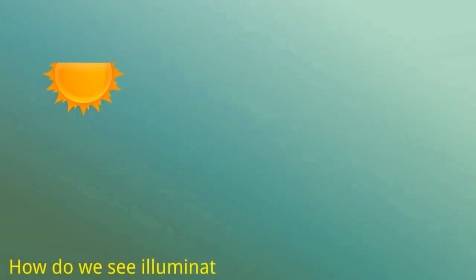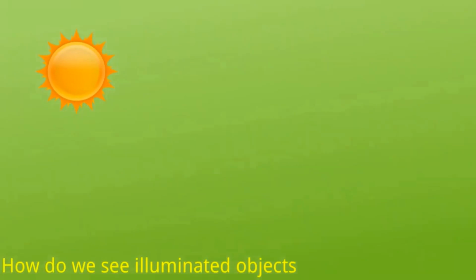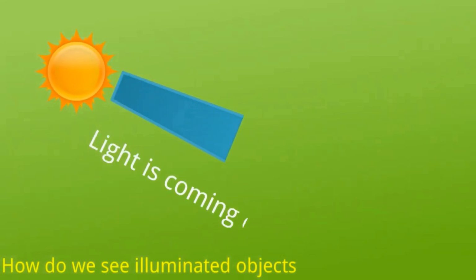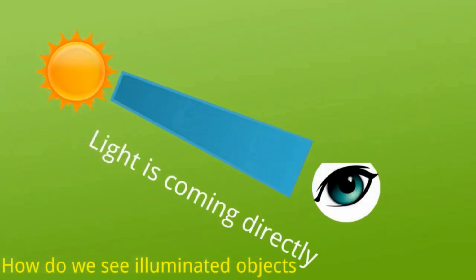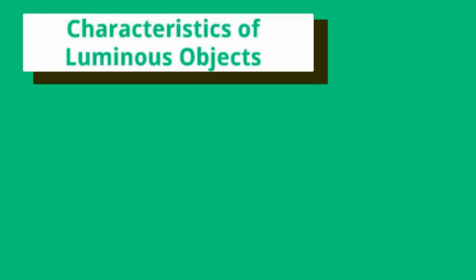Now how do we see luminous objects? Very simple. Light comes from luminous objects to our eyes directly. So we see. But don't look at the sun with bare eyes. You can get hurt. And in the same way bulbs. Light comes from the bulb directly when we see the bulb, and torch light, everything is the same. Now, characteristics of luminous objects.